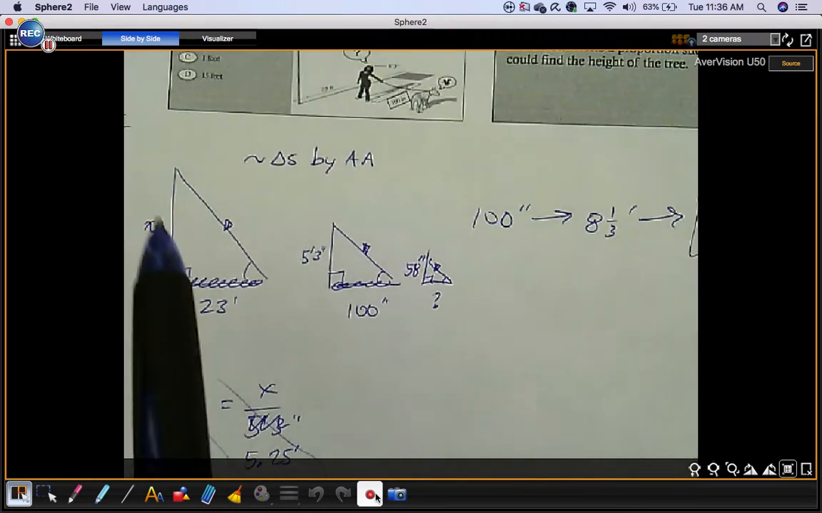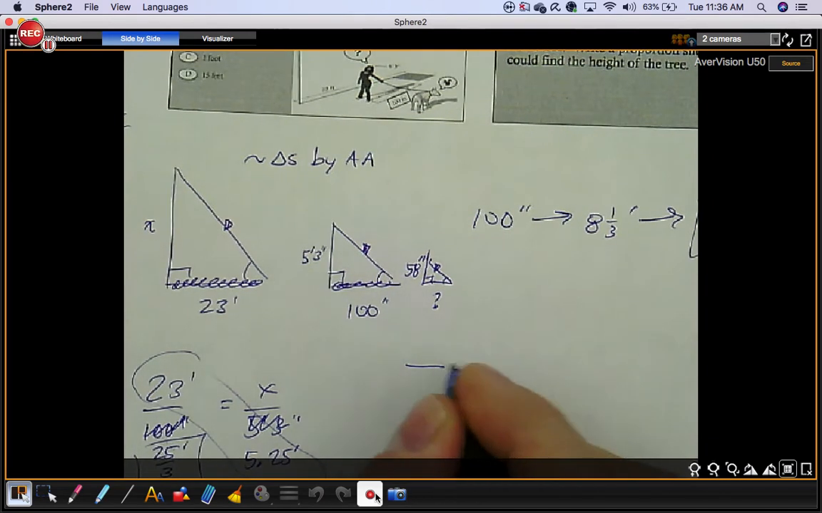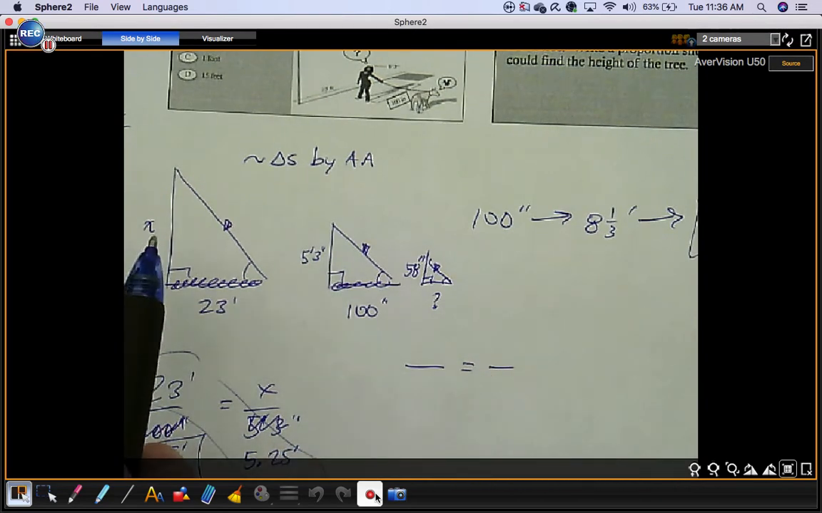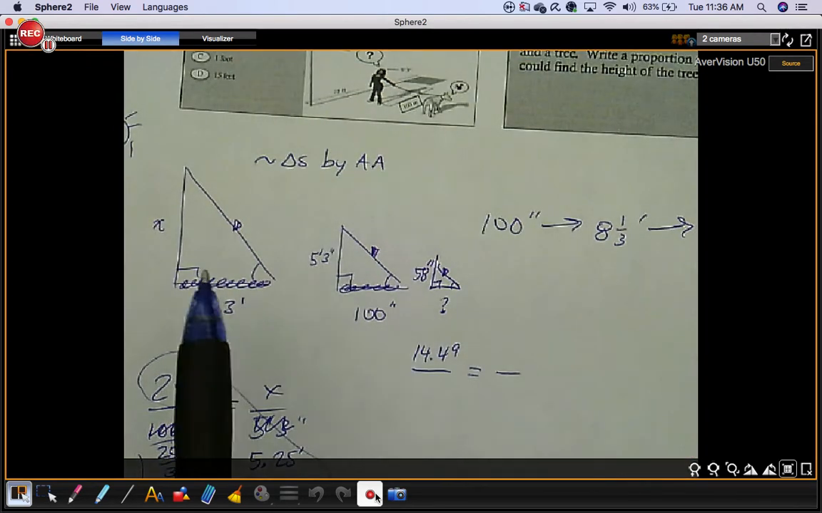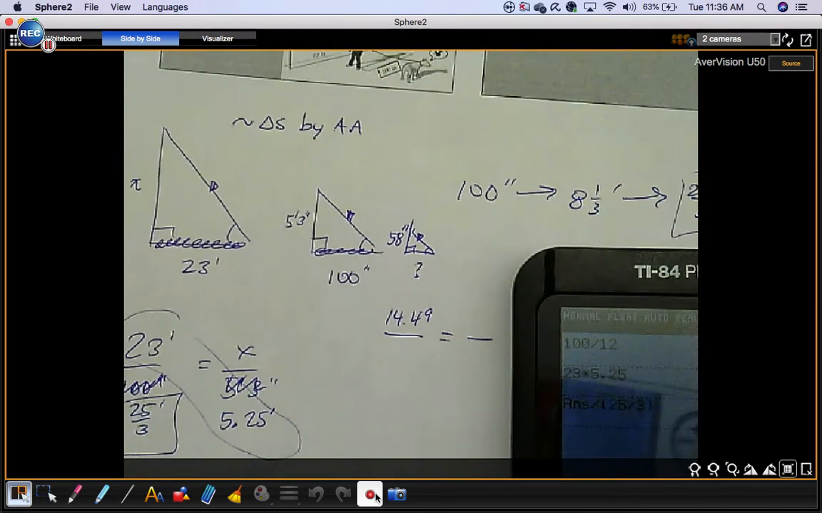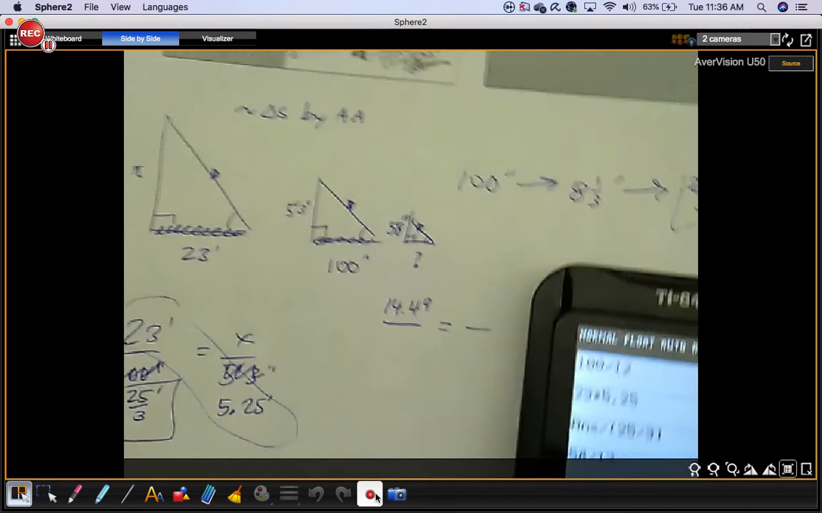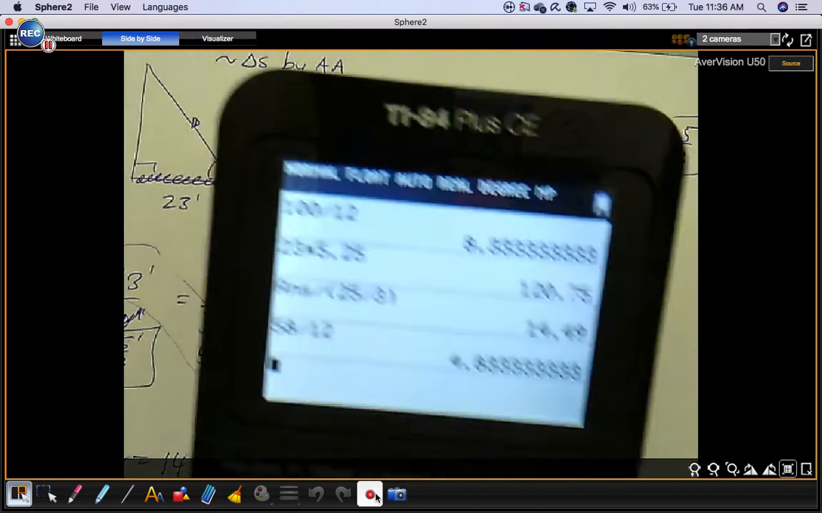Okay, well, we know this is 14.49 feet. We could change this into feet too, just to make things a little bit easier. Not that you have to, but we're going to use this 14.49 that we figured out in the last problem, and we're going to compare that with the child's height, 58 inches. But how many feet is that? 58 inches divided by 12 gives you 4.83 feet.